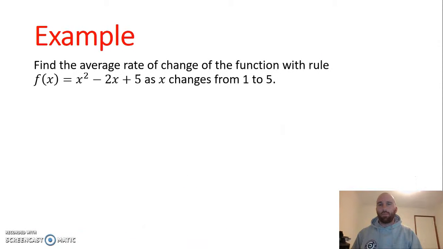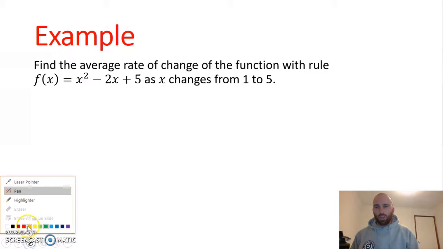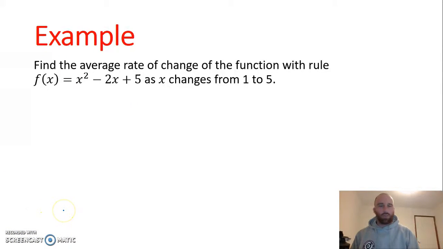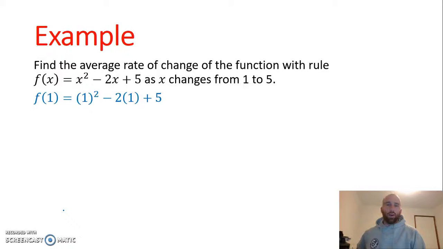Okay, so we've got an example. It says find the average rate of change of the function x squared minus 2x plus 5 as x changes from 1 to 5. So what we need to do is find f of 1. We know that this is essentially our a and that's our b, so we know those two values.